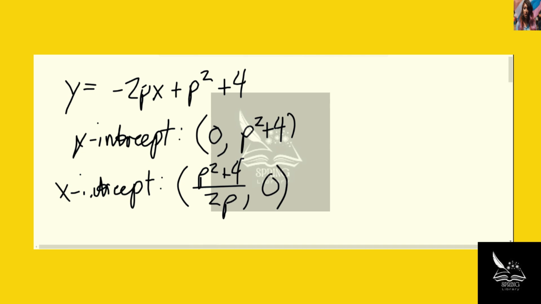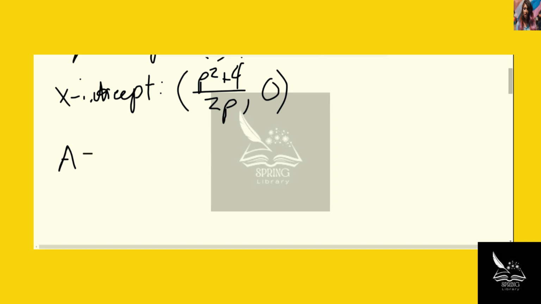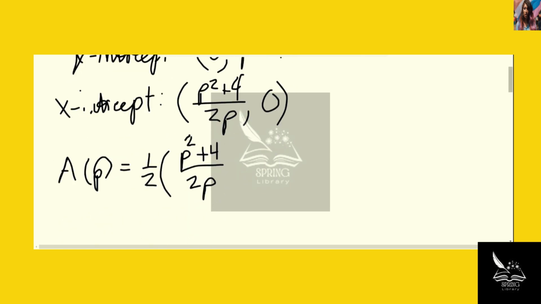Now we'll substitute these into our area equation, so we can write our area as a function of p. So area as a function of p is 1/2 times our base, which is p squared plus 4 over 2p, times the height, which is p squared plus 4. And this eventually simplifies to 1/4 times p cubed plus 2p plus 4 over p.